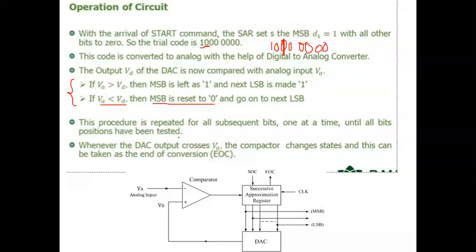It will repeat until the DAC output crosses VA, I mean VD is greater than VA, or VA is less than VD. The comparator changes its state and it issues end of conversion.